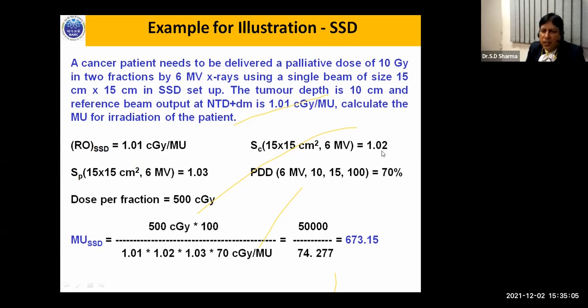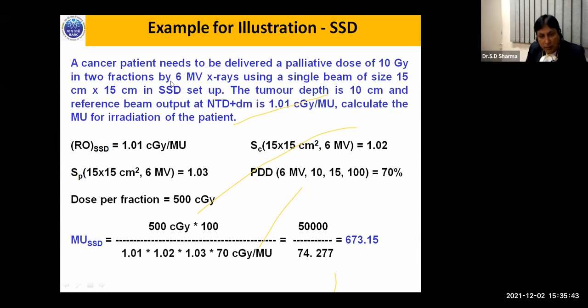So I have just taken a very arbitrary value. Please do not use this value for making actual calculation for patient treatment. These numbers are just for illustration. Phantom scatter factor, because this is an SSD setup, field size projected at the surface, which is equal to the field size opened by the collimator system, is 15 by 15 centimeter. And beam energy is 6 MV. So this value I have taken, once again an arbitrary value, of 1.03, and percentage depth dose for this case is about 70%.